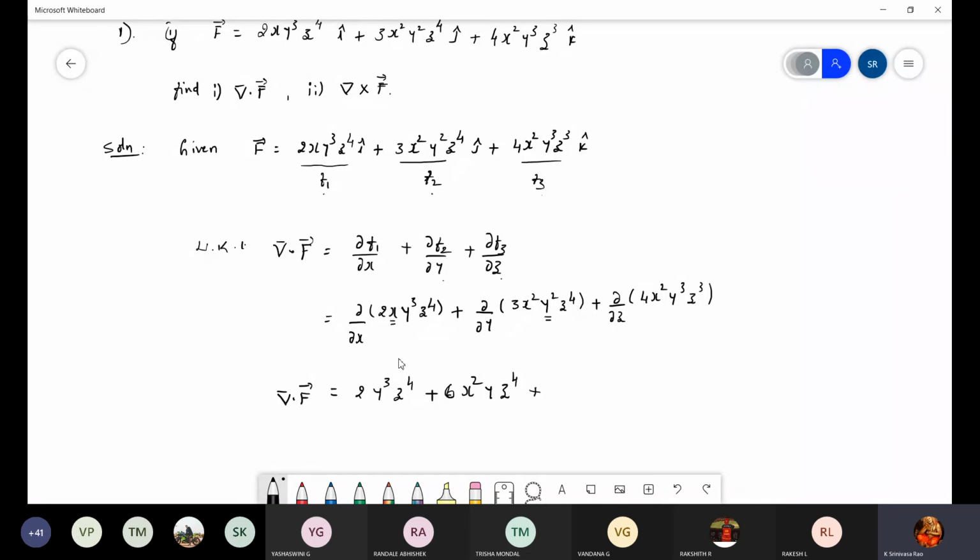Plus, with respect to z, you have to differentiate only z cube. Z cube differentiation is 3z square. That is 3 into 4, 12x square y cube z square. Okay, this is the divergence. If this is a question paper problem for 6 marks, div f will get 3 marks and curl f 3 marks. Like that, we will split the marks.